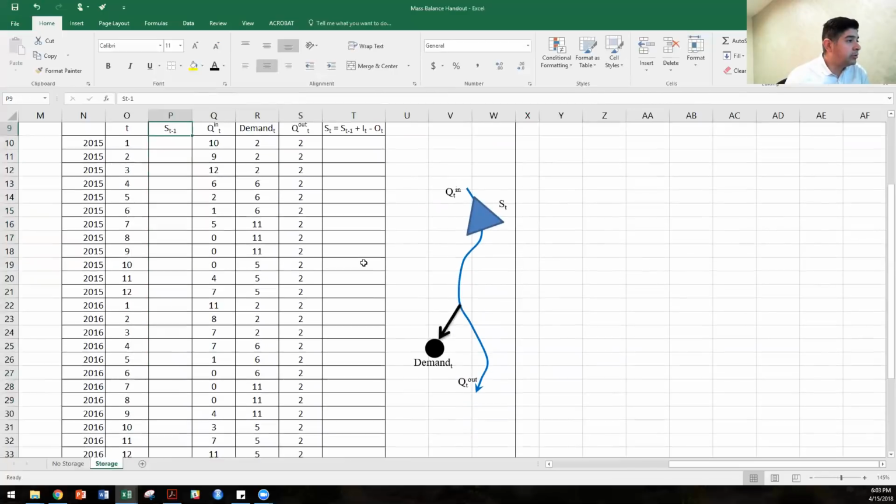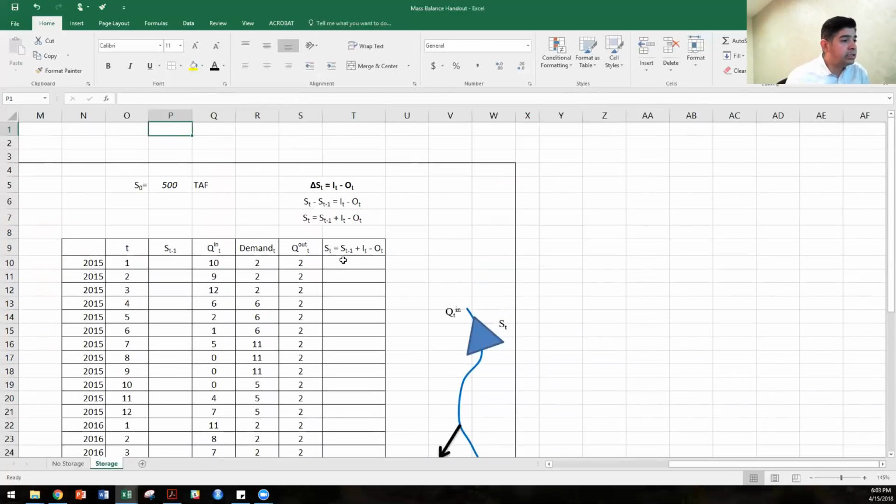In this case, what we are trying to estimate is the storage. What will be the storage at the end of a specific period of time. But we will be calculating this iteratively. Okay, so let's go back here.